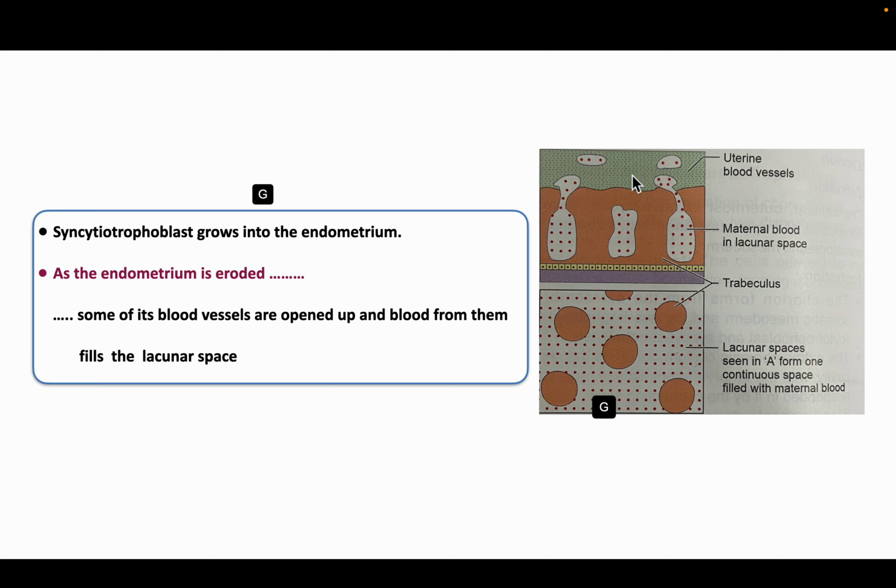Syncytiotrophoblast grows into the endometrium. So this is the decidua basalis side, and the syncytiotrophoblast grows towards that. As the endometrium is eroded, some of its blood vessels are opened up and blood from them fills the lacunar spaces.